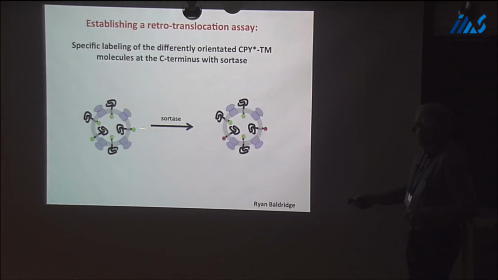And then there's a big trick here that he invented. You do another sortase reaction now. Every molecule that has a C-terminus on the outside will switch color, from green to red, whereas all the molecules that have the opposite orientation will stay green. And now we want to look only at the red molecules because they have the large domain inside, and ask whether the large domain can come out.